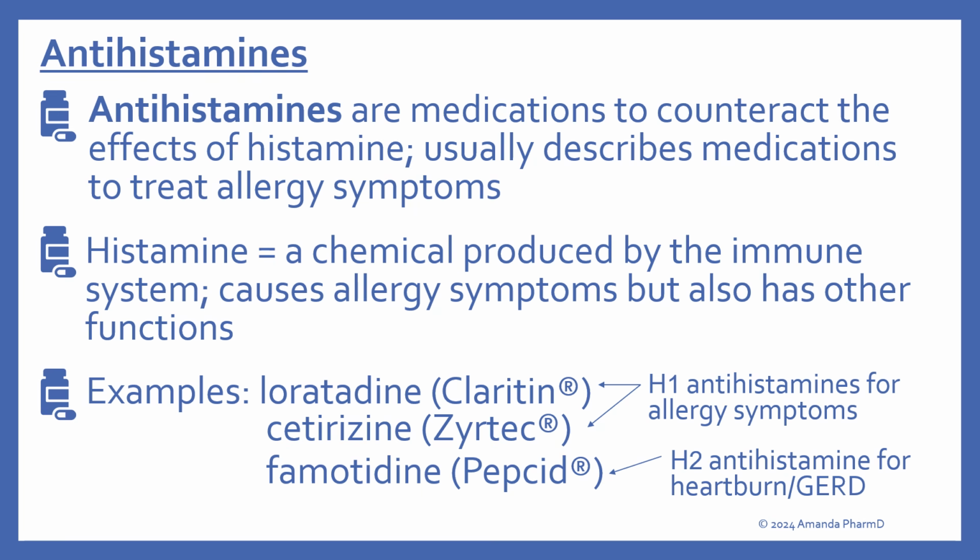And then another example of an antihistamine is famotidine, its brand name is Pepcid, and it is actually an H2 antihistamine for heartburn and GERD. So as I said, histamine has other functions as well, and one of them is in the GI tract.